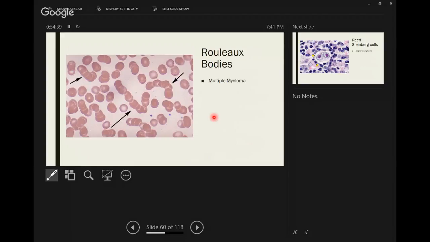Rouleaux is what I talked about earlier. So you see how you've got these, the red blood cells are agglutinated because of the overproduction of antibodies. It's just like in a Coombs test, apart from it's in your blood, which isn't as fun. And that's multiple myeloma.